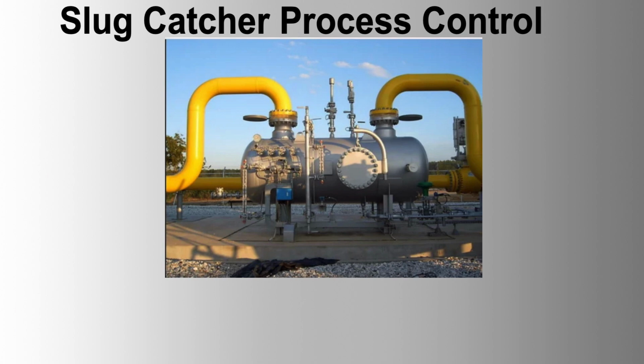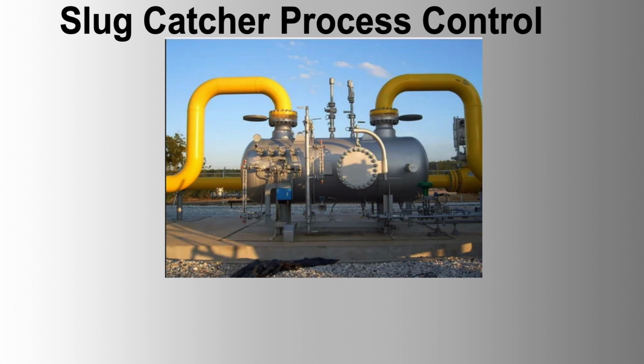Practical examples and solutions. 1. Issue: high pressure surges. Cause: sudden influx of gas due to upstream operations. Solution: implement robust pressure control loops with quick-acting pressure relief valves. 2. Issue: inadequate separation. Cause: high liquid levels leading to carryover. Solution: regularly calibrate level transmitters and ensure proper functioning of level control valves.